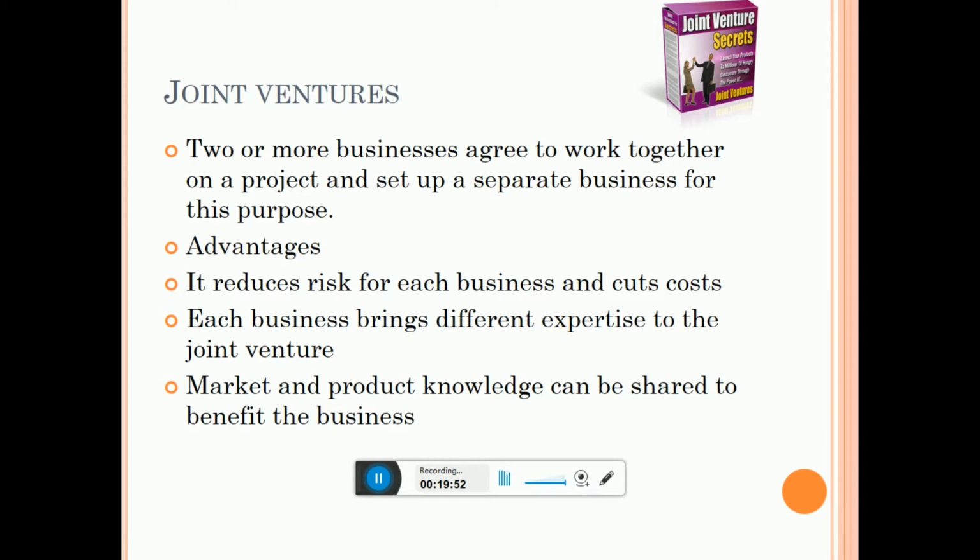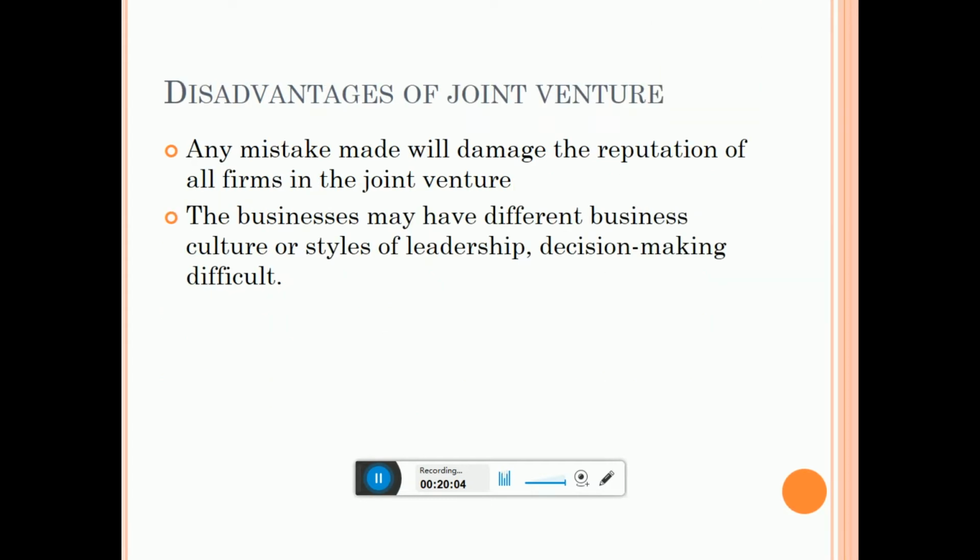Each business brings different expertise to the joint venture, because both businesses will have different expertise, so they will bring that expertise to the joint venture. Market and product knowledge can be shared to benefit the business. This is very obvious.